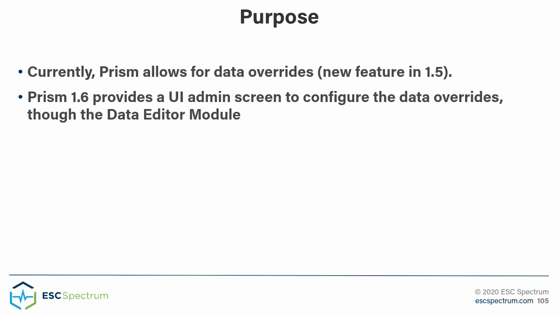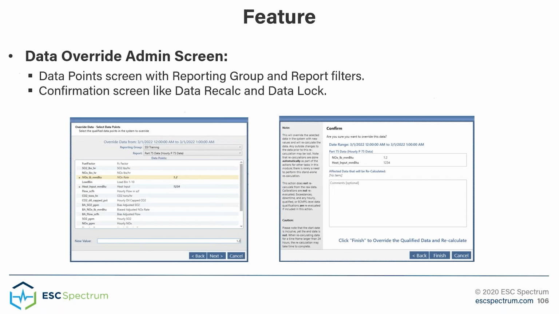So now in Prism 1.6, we created a user interface within the data editor normal workflow for support or whoever to do these things. So if you're in the data editor, you would do a new task and you would get into the overrides and you would see something like this, where you pick your points and then run through, and you have a confirmation, and you can include comments just like you would for doing a recalc or anything else in the data editor.